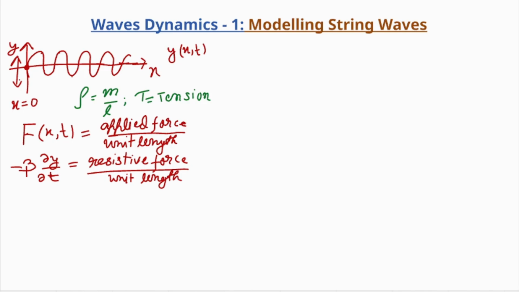Now let us move on to the FBD of the string, and how we make the FBD of a string and derive the equations from there. So let's zoom in to a very small portion of the string. Suppose this. We can see that there is a tension force on this side, and a tension force on this side, which is making an angle theta with respect to the horizontal.